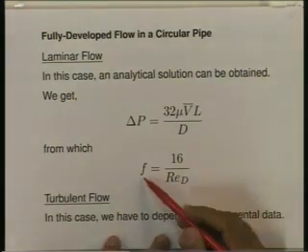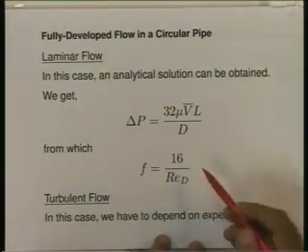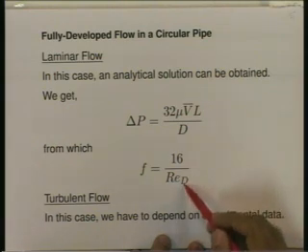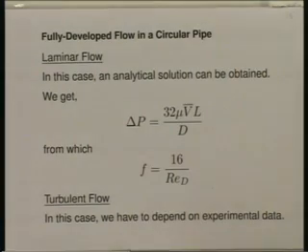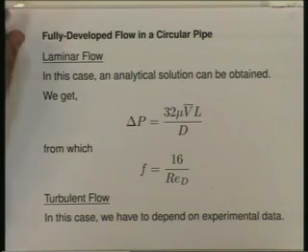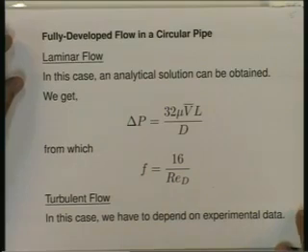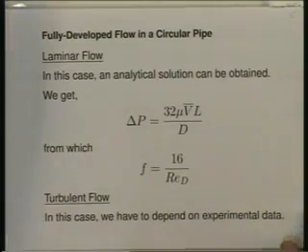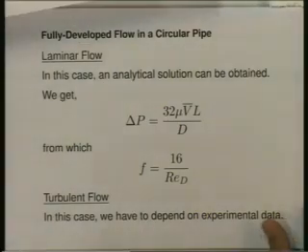And if we use the definition of the friction factor, we will notice that it is related only to the Reynolds number by this simple relation: 16 divided by the Reynolds number. Re subscript D indicates that the Reynolds number is based on the diameter. For turbulent flow, we have to depend on experimental data, because the Navier-Stokes equations cannot be solved exactly for turbulent flow.